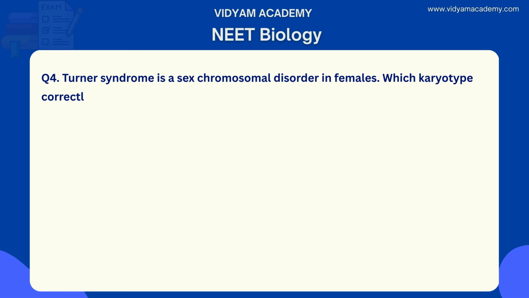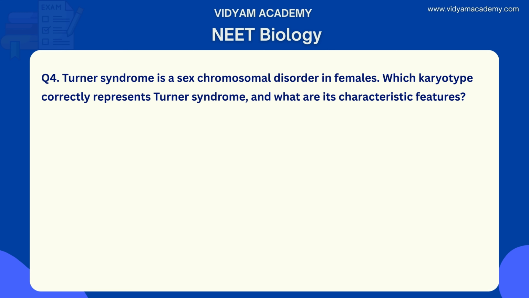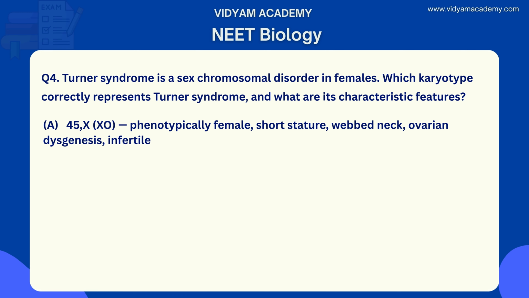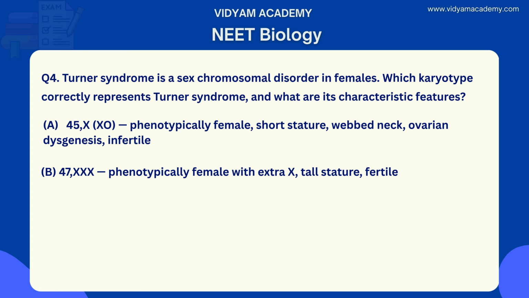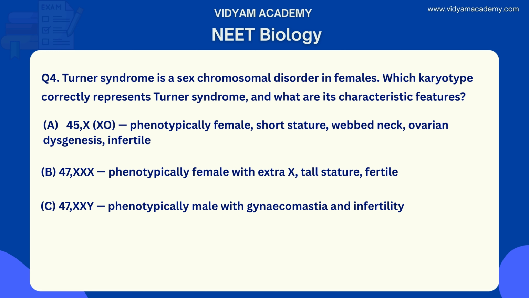Turner syndrome is a sex chromosomal disorder in females. Which karyotype correctly represents Turner syndrome, and what are the characteristic features? Option A, 45 XO, phenotypically female, short stature, webbed neck and ovarian dysgenesis, infertile. Option B, 47 XXX, phenotypically female with extra X, tall stature, fertile.